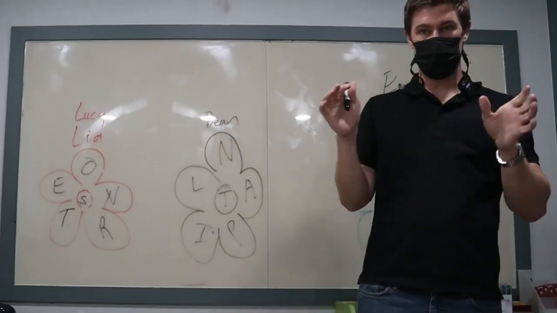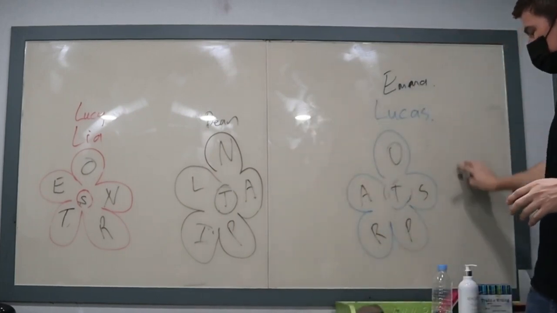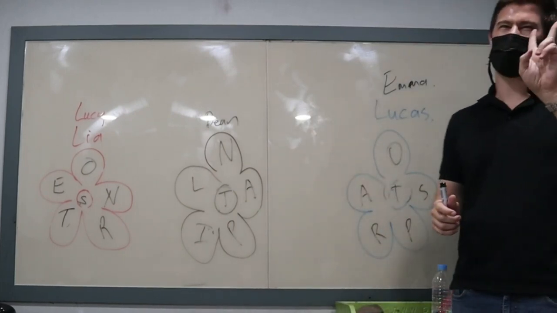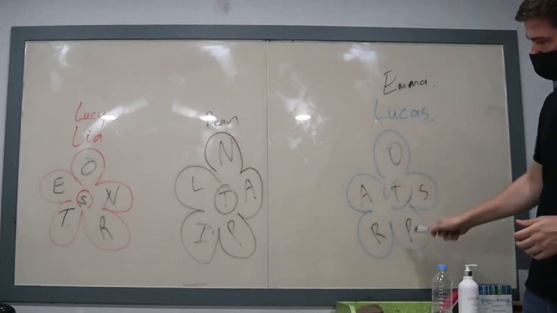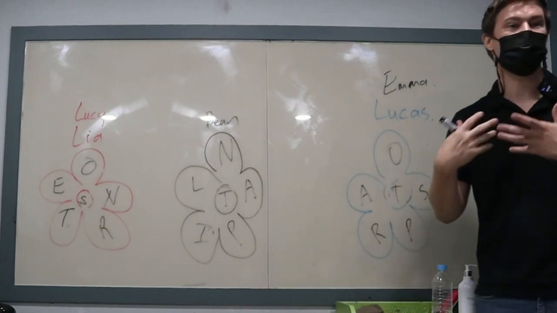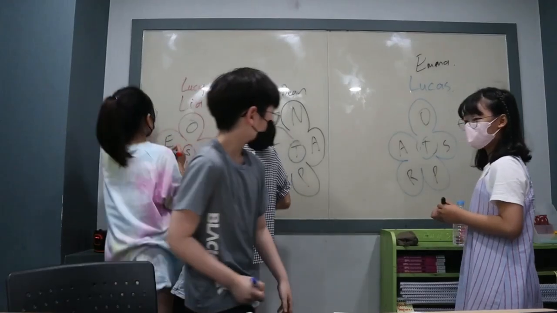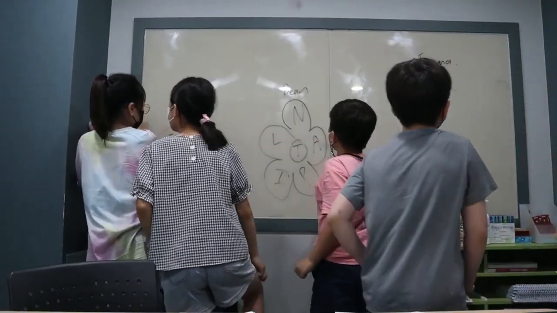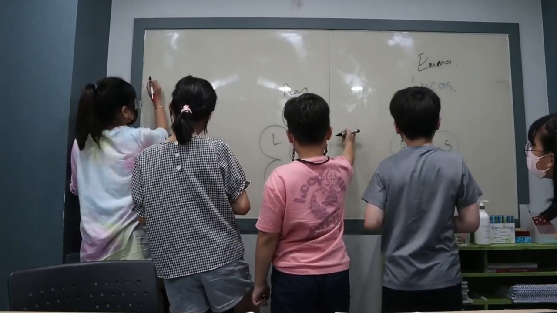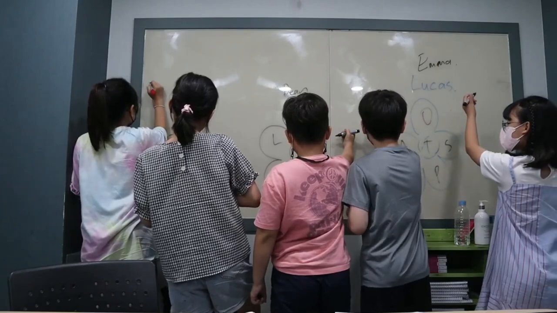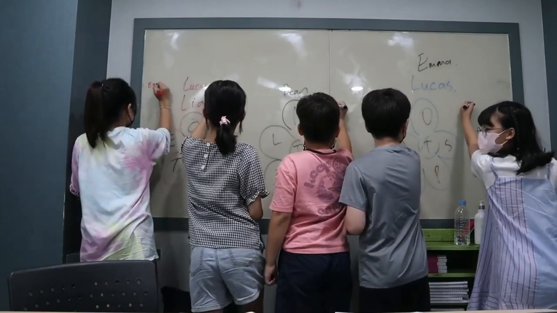I will give you 1 minute. I want you to write down as many words. Maybe I will give you 2 minutes, 2 minutes with your partner using these words. I want you to write as many words as you can. Okay, I will give you 2 minutes. Are you ready? 3, 2, 1, and go.